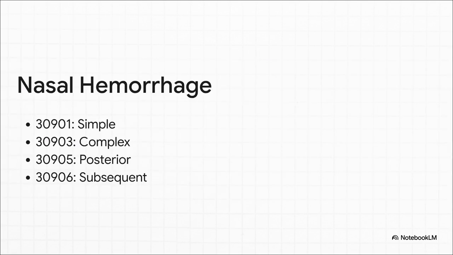Depending on exactly where that bleed is and how hard the doctor had to work, your codes are going to change. Code 30901 is for a simple anterior bleed, meaning it's near the front of the nose and the doctor used limited cautery or packing. Code 30903 is for a complex anterior bleed requiring much more extensive work. But if the bleed is deep in the back of the nasal cavity, you move to the posterior codes, 30905 for the initial deep packing and 30906 if they have to go back in subsequently to fix it again. Always code to the depth and the difficulty.